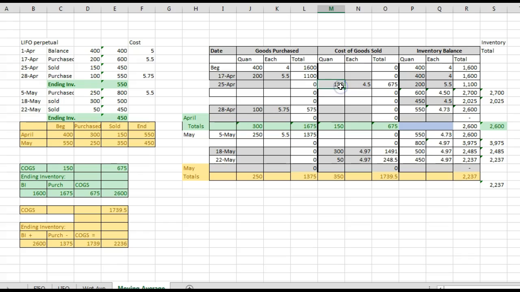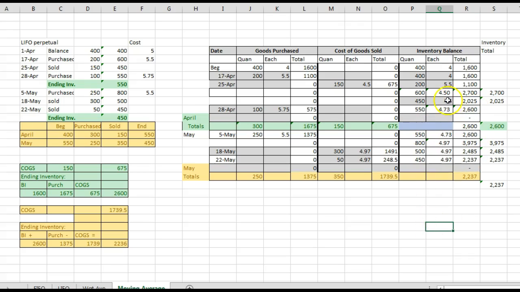We then sold 150. Their cost was just $450, and that gave us $675 in the cost of goods sold. And then we added, and then we had to subtract. Okay, we had to take that out of inventory. So it's $450 at 4.5. And we had an ending inventory at that point of $2,025. Then we bought some more. And we bought 100, which makes us $550. And they cost $575. So we added that to the $225 and came up with $2,600 in inventory.